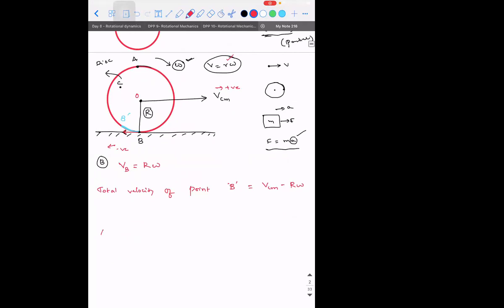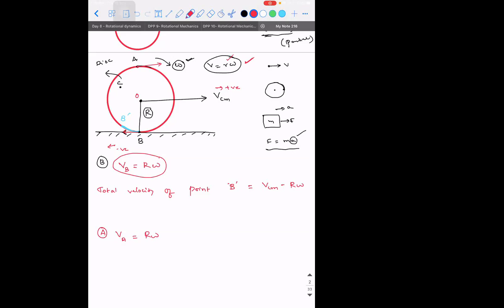Similarly, let's concentrate on point A. You guys tell me, for point A, what is the velocity of point A? The formula is R omega. I just want the velocity of point A, the same way I did here, VB is equal to R omega. What is going to be the value of VA? R omega, and that is in the rightward direction.